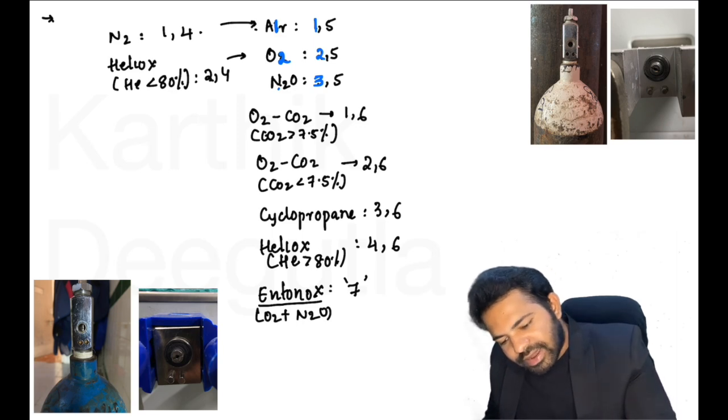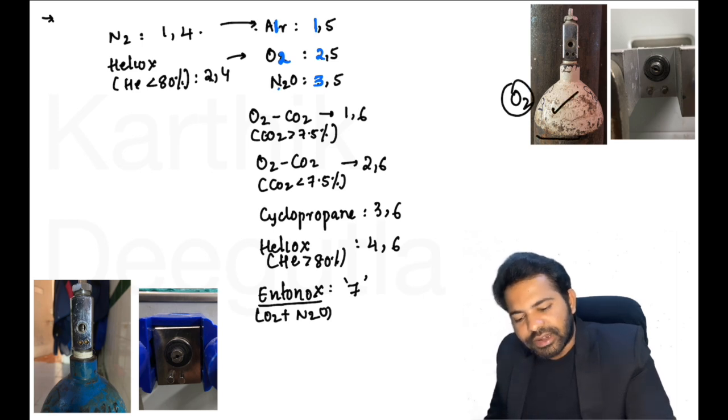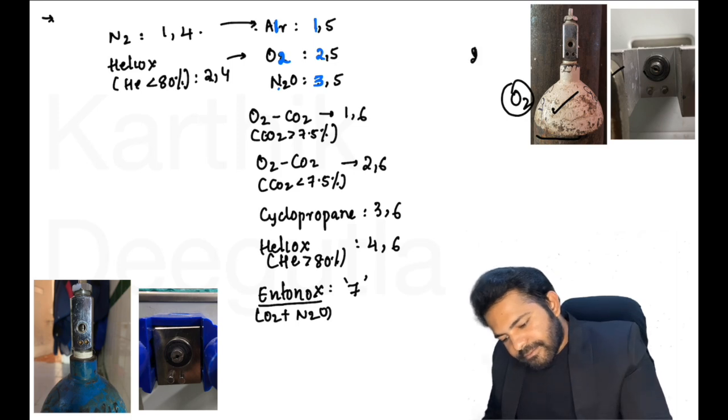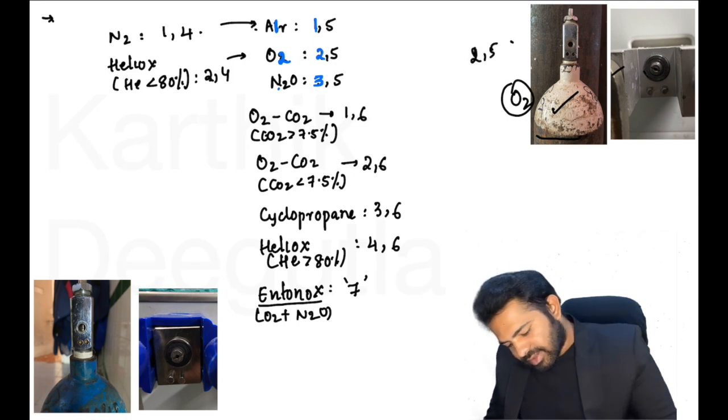Here in this picture you can see this is the pin index of oxygen. The cylinder is oxygen, black body, white shoulder. The pin index of oxygen is 2,5. Then this is a blue cylinder, which is the nitrous oxide cylinder. The pin index is 3,5. Simple.